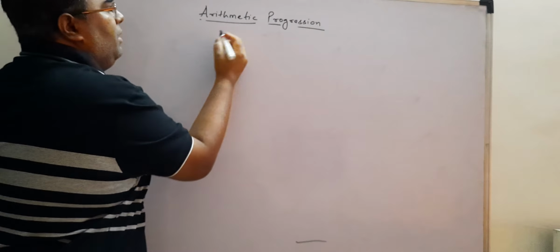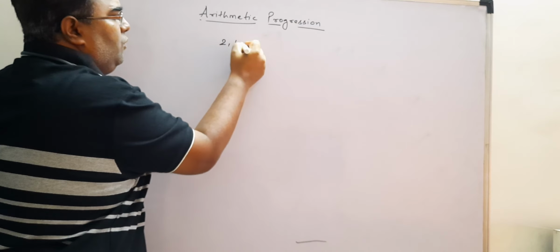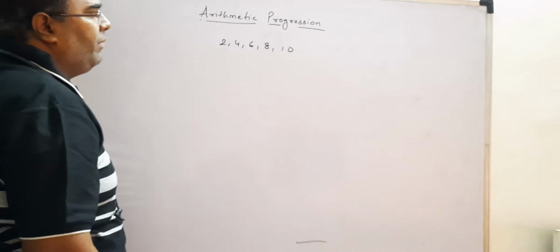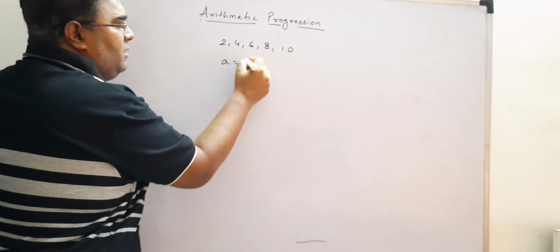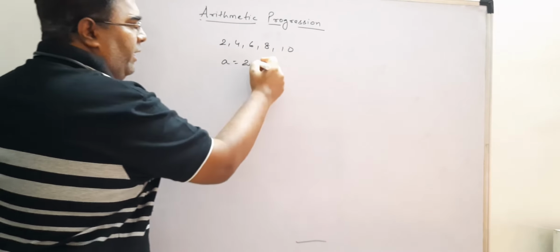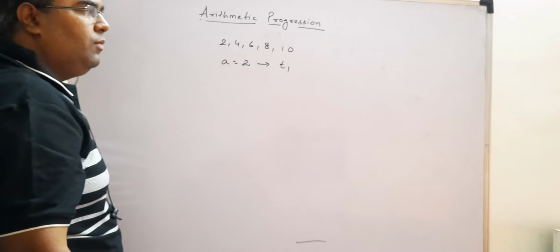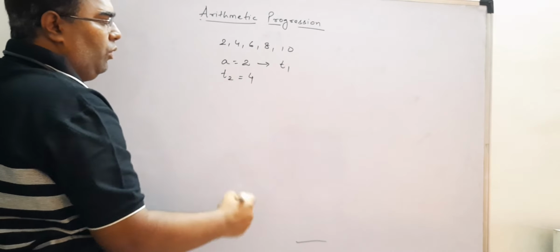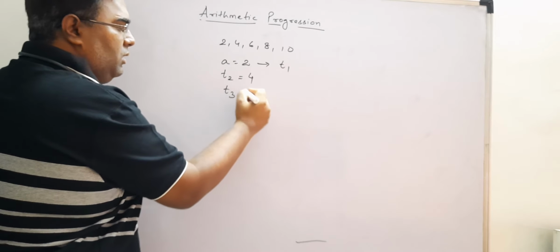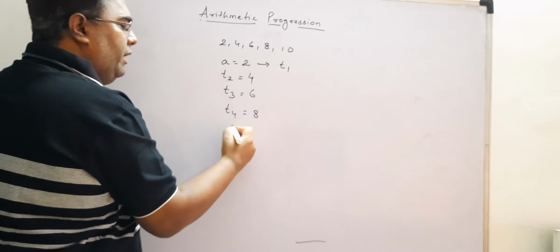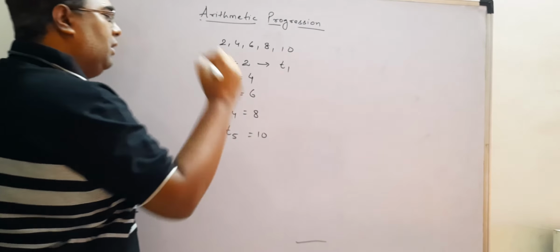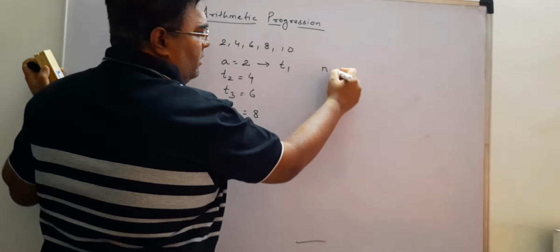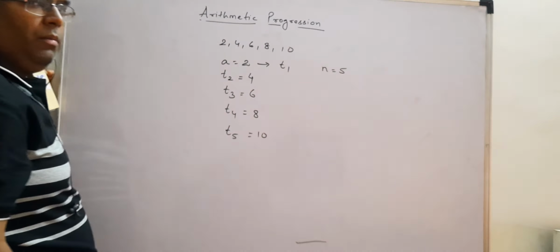So suppose my sequence is 2, 4, 6, 8, 10. Let's say a very simple example. So what is A here? A is 2, the first term, or you can write it as T1, term 1. Then my T2 is 4. T3 is 6. T4 is 8. T5 is 10. So how many terms are there? 5 terms. So we can say n is equal to 5, the number of terms.